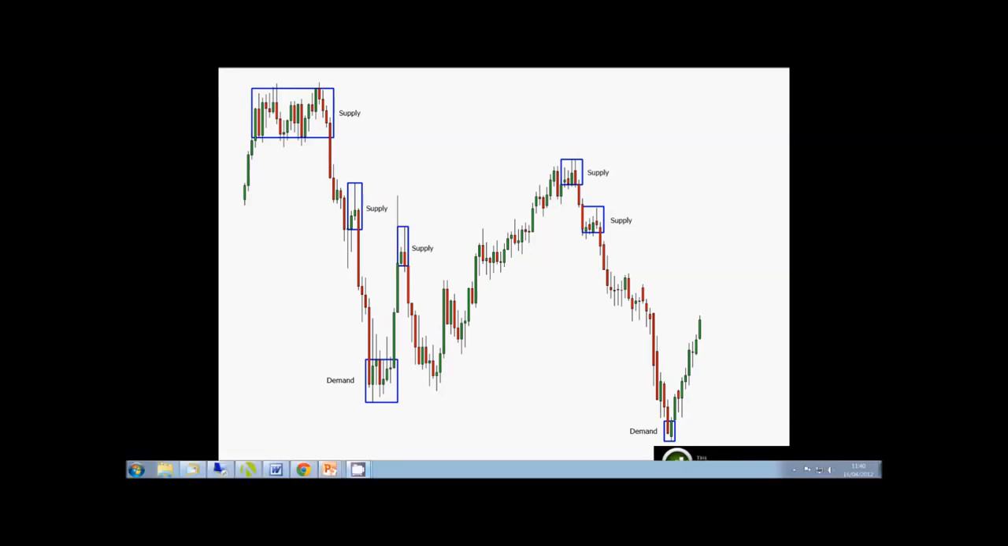The next topic is fresh supply and demand zones. Fresh supply and demand zones refer to ones where there has not been a supply and demand imbalance in the past, i.e. this is the first time we've had a supply demand imbalance out of a particular zone. When price comes back for the second, third or fourth time, this is not a fresh supply and demand zone.